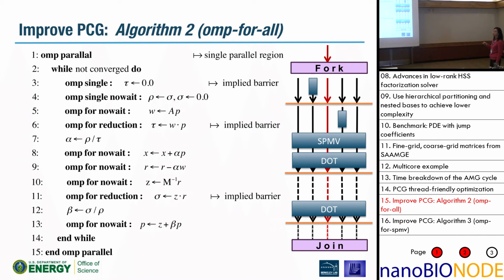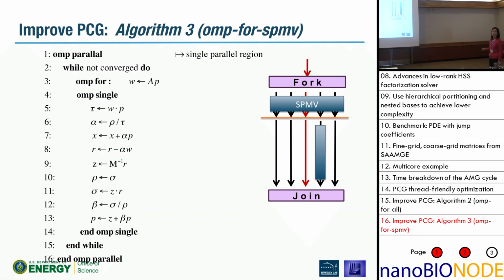The other thread could move ahead. But this single requires synchronization, so that's a synchronization point. And similarly, SPMV here is OpenMP4. You do parallel, but no wait, so you can move ahead, okay? So with this optimization, you got one fork join region, but you have 3 synchronization points. So the next question is whether we can reduce the synchronization.